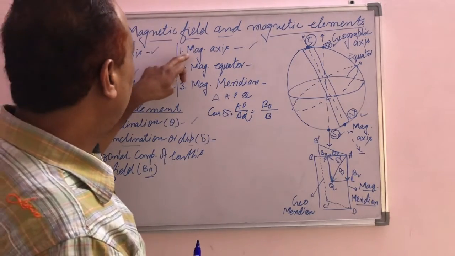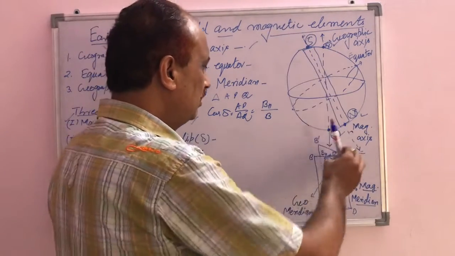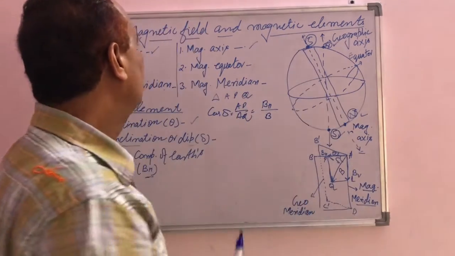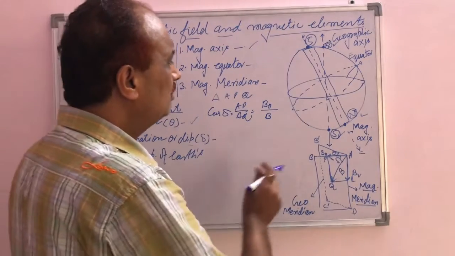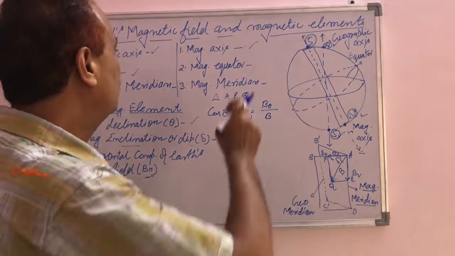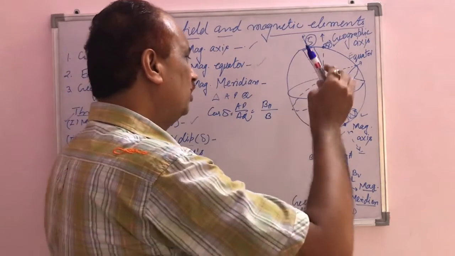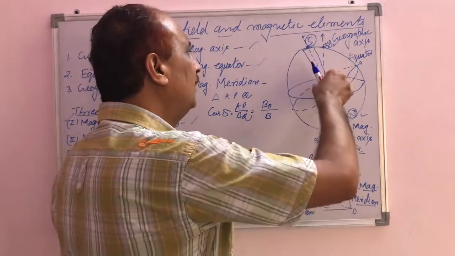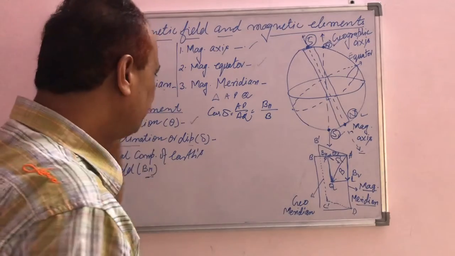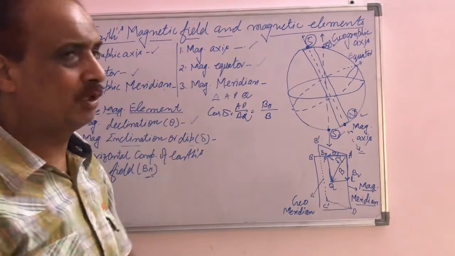Similarly, there are 3 points for the magnetic axis. The magnetic axis means the axis passing through inside the Earth, which cuts the Earth's surface, along which the huge magnet of the Earth is lying. Magnetic equator means if you draw a great circle on the Earth's surface perpendicular to the magnetic axis, it is known as the magnetic equator. And the next point is the magnetic meridian. When we draw a vertical plane on the magnetic axis, that is known as the magnetic meridian.